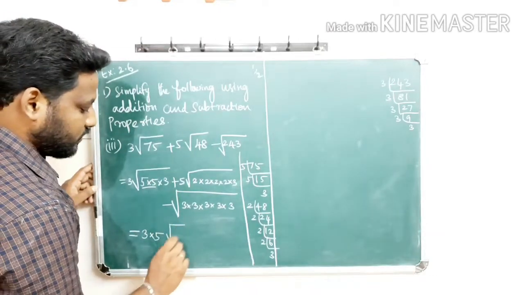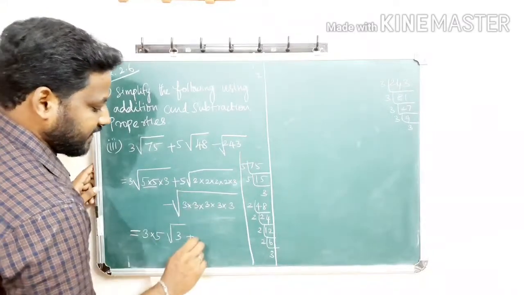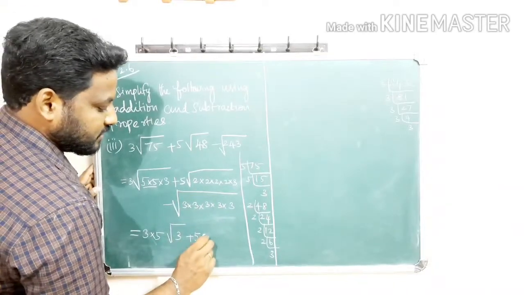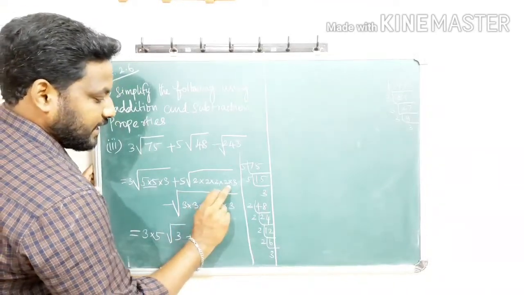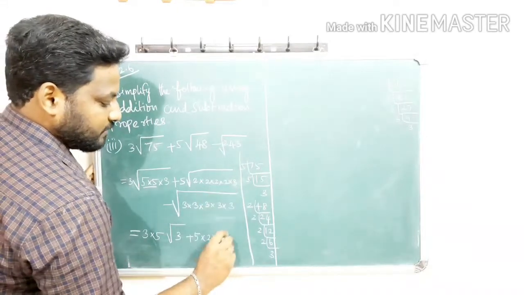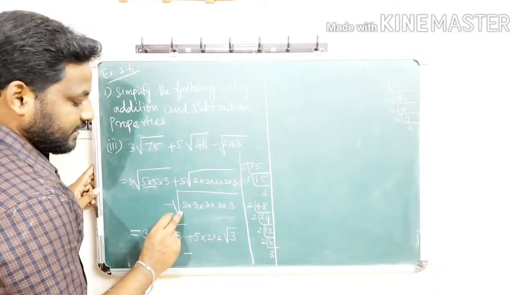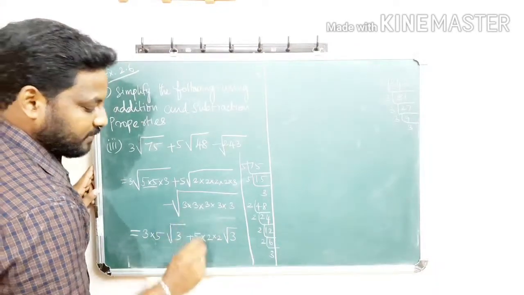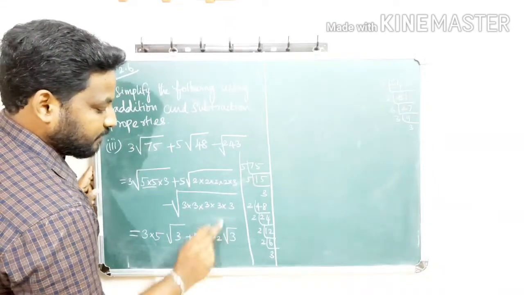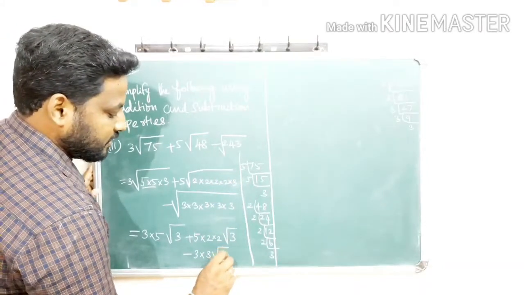So 5 root 3 plus, here already 5 is there, 5 2 times is there, so we write 1 time. Again 2 times is there, so we write 1 time. And then 3 only 1 time, so we write it inside the square root. Minus, here 3 2 times is there, so we write 1 time. Then again 2 times is there, we write 1 time. And the rest only 1 3 is there, that should be written in the square root form.